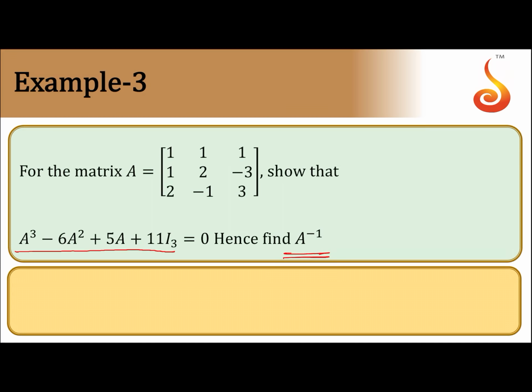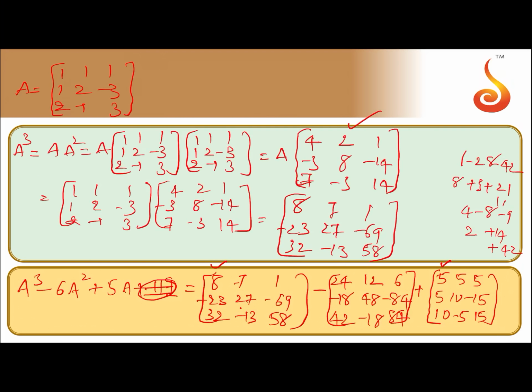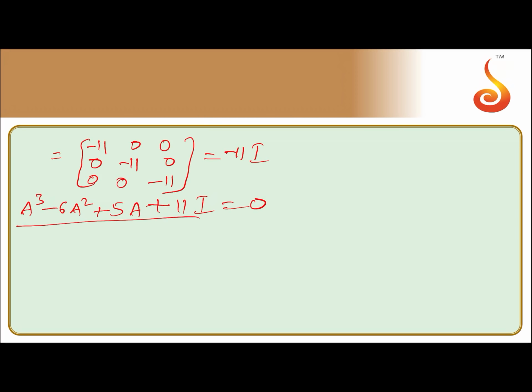And then you are required to find the inverse of this matrix. From hence, find inverse means from this condition you have to get A inverse. How do I get A inverse from this one? Let us see. As we got this identity, why not multiply A inverse on both sides? To find A inverse, let me multiply A inverse on both sides, which is A cube minus 6A square plus 5 times of A plus 11I is equal to A inverse into null matrix.